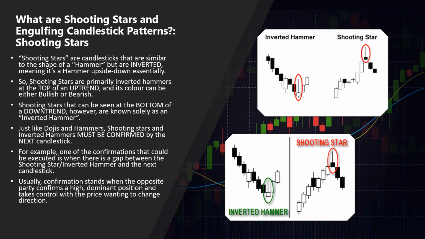Indeed, shooting star is an inverted hammer formed at the top of an uptrend. Its color can be bullish or bearish. A shooting star at the bottom of a downtrend is called an inverted hammer. Like doji and hammer, shooting star and inverted hammer have to be confirmed by the next candle.